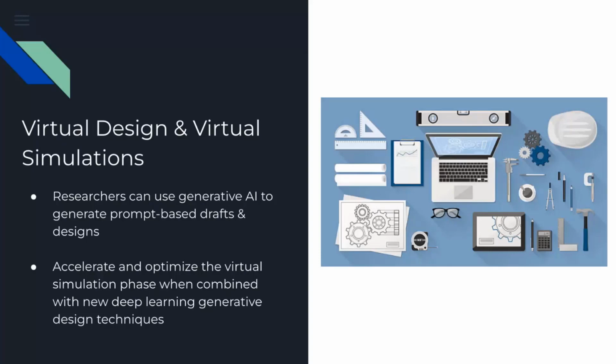So for example, if I have a robotics company, like a robot which cleans or detects faults in solar panels, and I need to now release a new line of product, AI can help me create designs for it and also accelerate and optimize the virtual simulation phase when I combine it with new deep learning generative AI design techniques. So basically, it can help me a lot with coming up with the design and also virtual simulations.